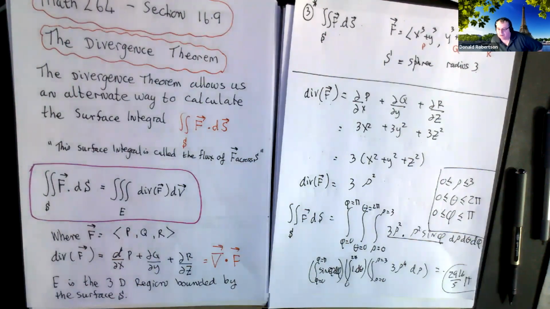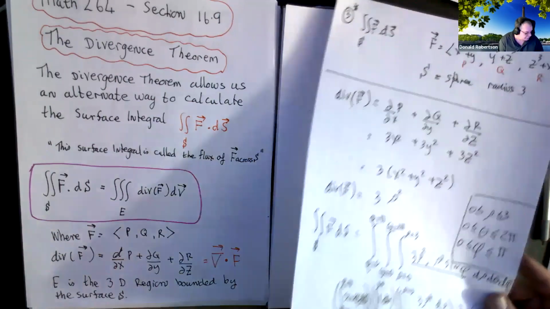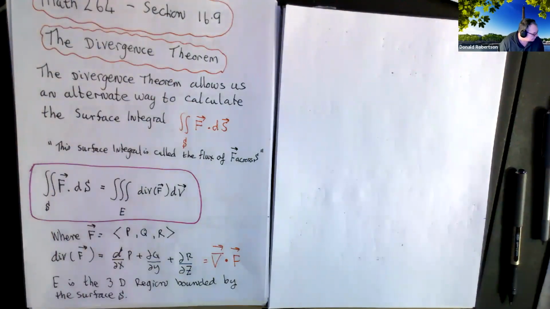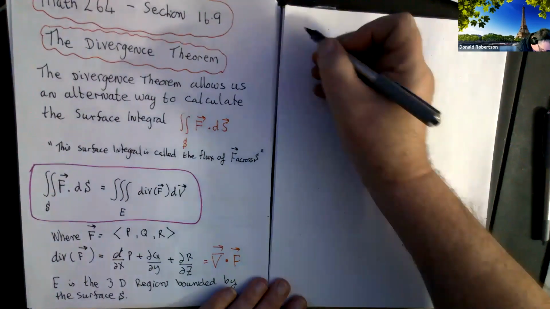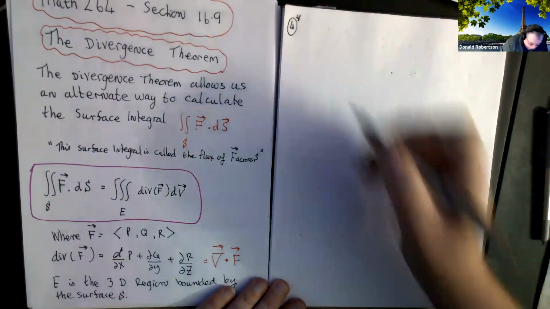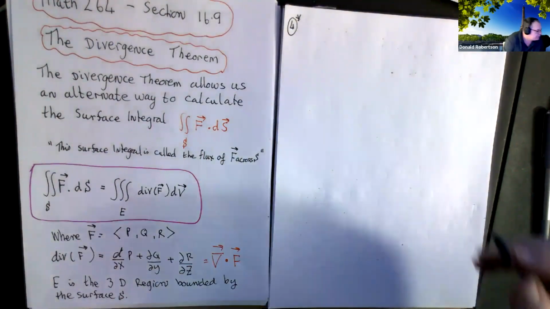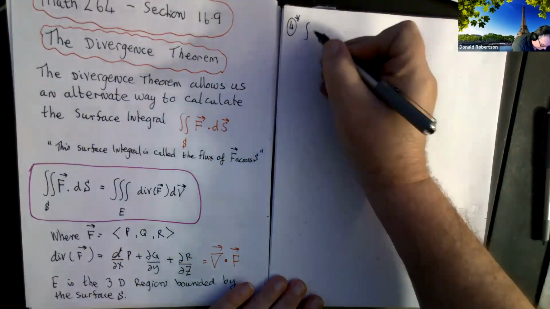How about 3? Any issues? Just a little bit messier, that's all. Okay, 4 is not a box and is not a sphere, but we're still going to find the flux.